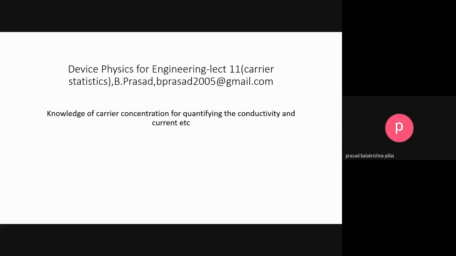So, in order to find out the carrier concentration, we have invoked the energy band structures, etc. Now we are in a position to quantify the carrier concentration, whether it is intrinsic or whether it is doped, because we have seen two types of semiconductors. One is intrinsic semiconductors, and the other one is extrinsic semiconductors.